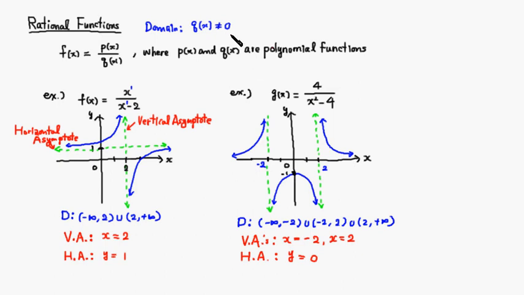All right, but anyway, a rational function is a function where you have a polynomial function on top and another polynomial function on the bottom. All right, that's it. I hope that this was clear.